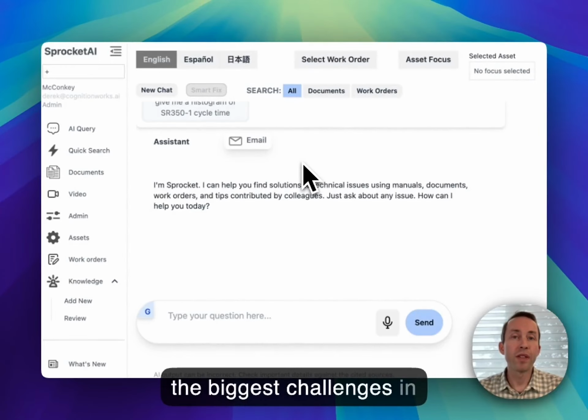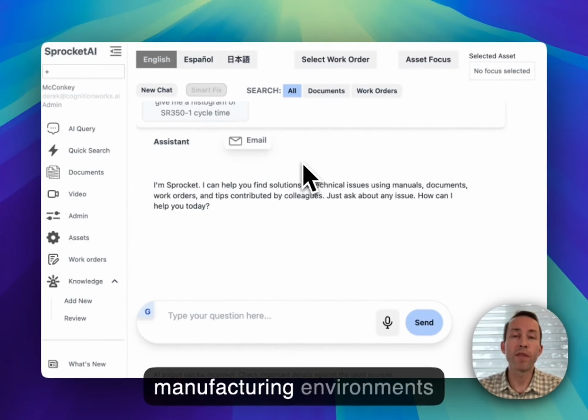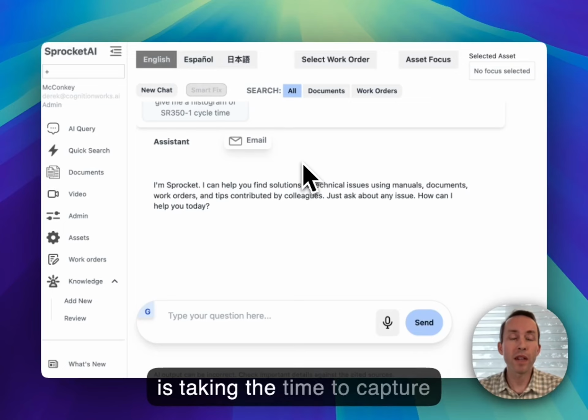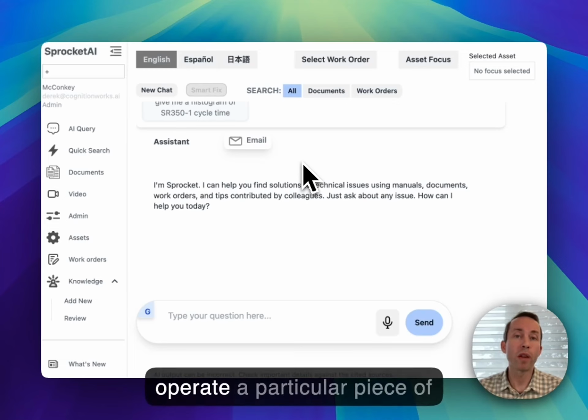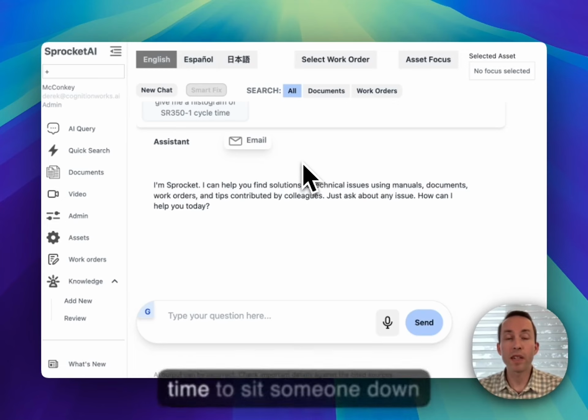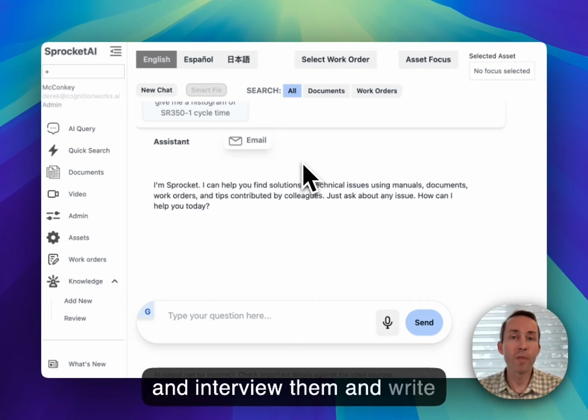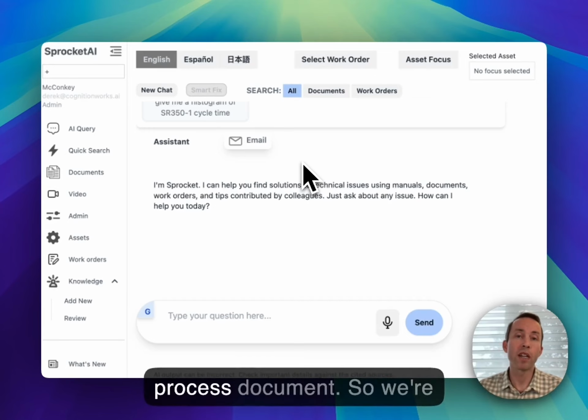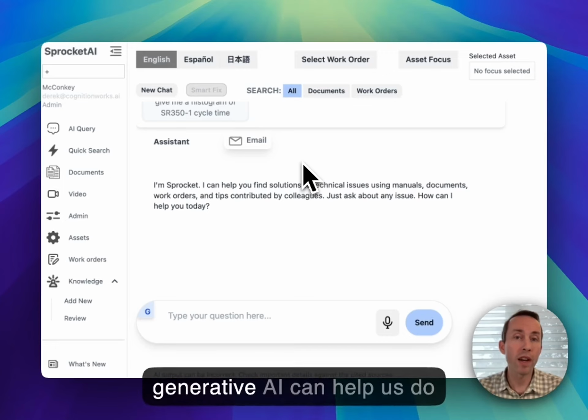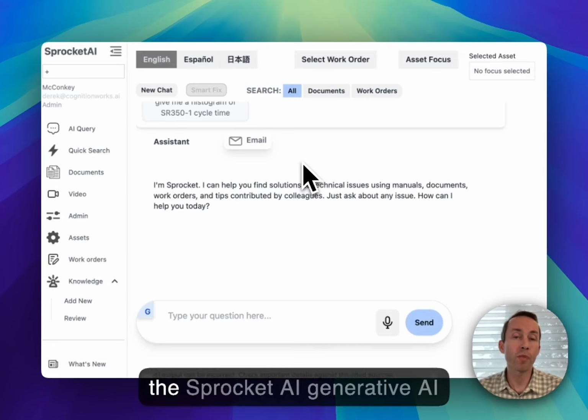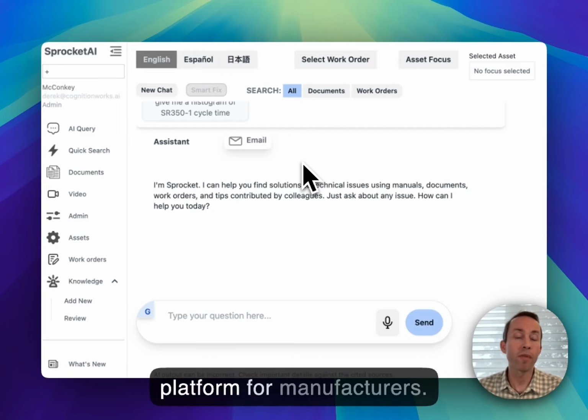One of the biggest challenges in documenting processes in manufacturing environments is taking the time to capture all the tribal knowledge that exists, that people know in their head about how to operate particular pieces of equipment. It takes a long time to sit someone down and interview them and write everything out in some sort of process document. So we're going to take a look at how generative AI can help us do that much more quickly using the SprocketAI generative AI platform for manufacturers.